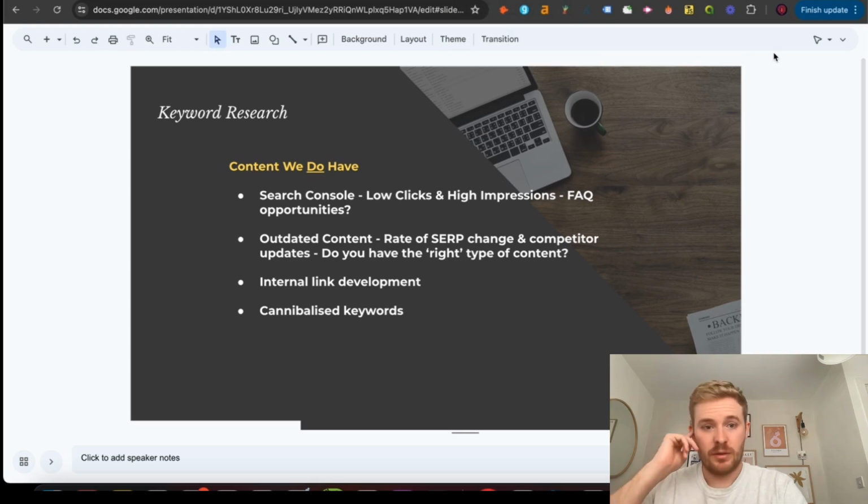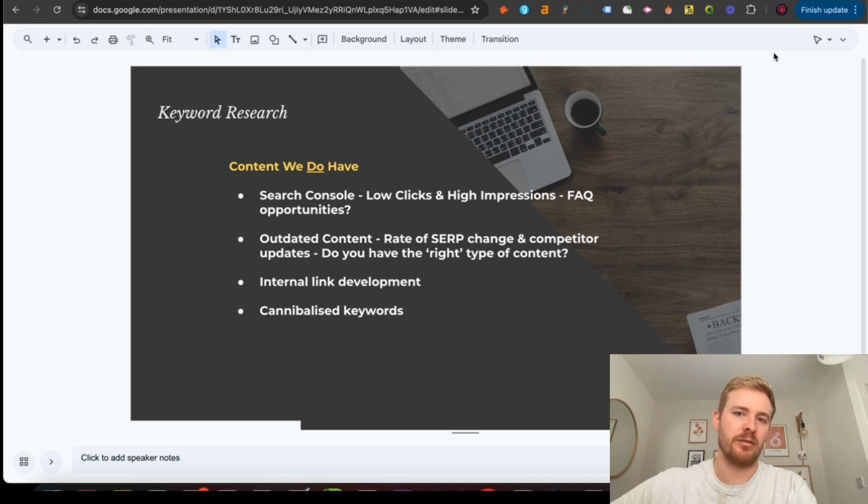So the second one is outdated content. This doesn't necessarily just mean a piece of content that you published and then just left. This is much more around whether you have the right type of content based on how the search results are showing for this current period. So for example, the intent of a search might have changed, or recent algorithm updates might have completely flipped the search results at the head for a certain query. So something that was working really well 2 years ago has a complete intent shift, and Google's now favoring something completely different.